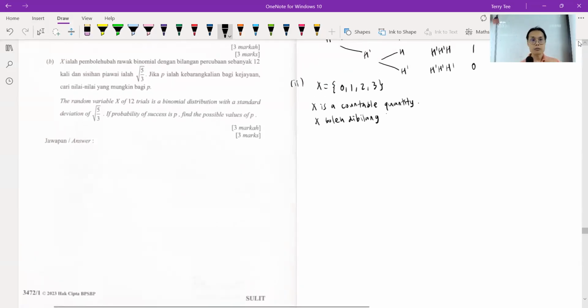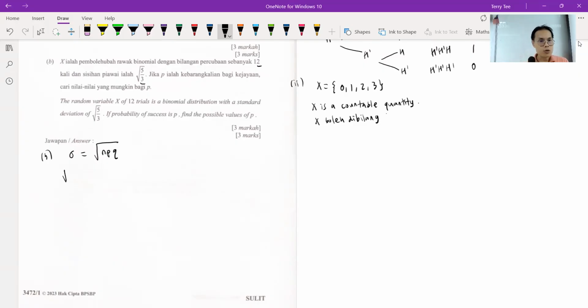X is the pemboleh ubah rawak binomial dengan bilangan percubaan sebanyak 12 kali dan sisihan piawai square root 5/3. Jika P ialah kebarangkalian bagi kejayaan, probability of success, cari nilai-nilai mungkin bagi P. So we know that standard deviation is given by square root of NPQ. This formula is given. So your standard deviation is square root 5/3. My N is now 12. My P is an unknown.